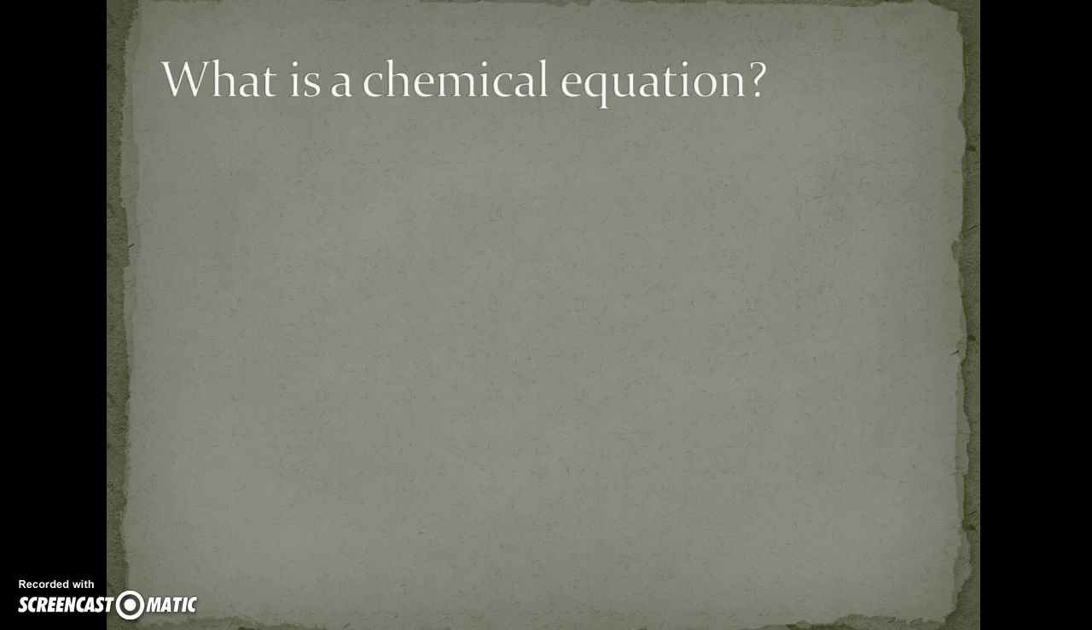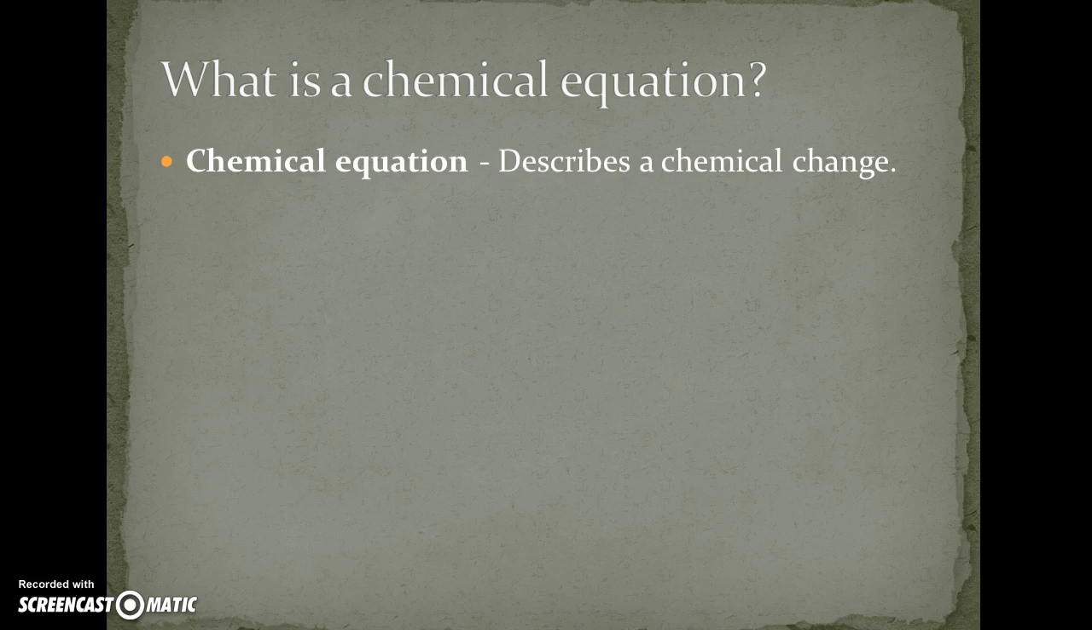So the first thing we need to know is, what is a chemical equation? It describes a chemical change. So for example, when we were talking about flammability, or when we were talking about rusting, baking soda and vinegar together, all of those are chemical equations.